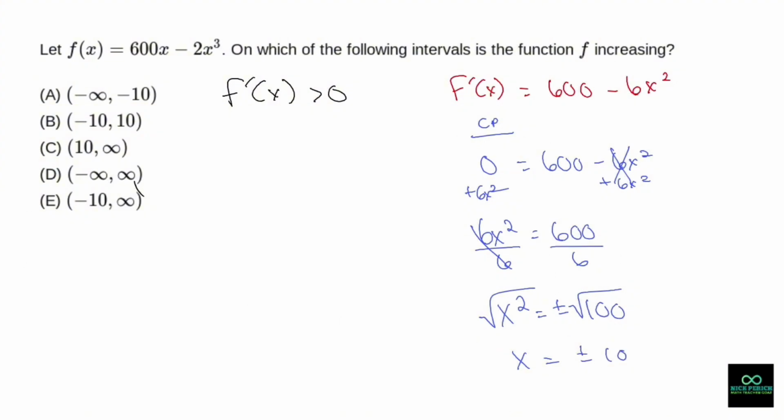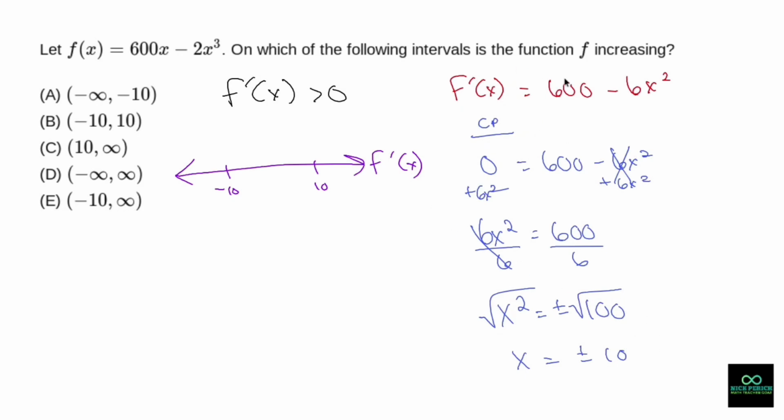Now I want to make myself a sign table, a sign table for f prime of x. All right. So I have two critical points, at negative 10 and positive 10. What I need to do is choose 3 numbers on intervals here that are not negative 10 or positive 10. I want to plug numbers in to see if it's positive or negative on that interval.